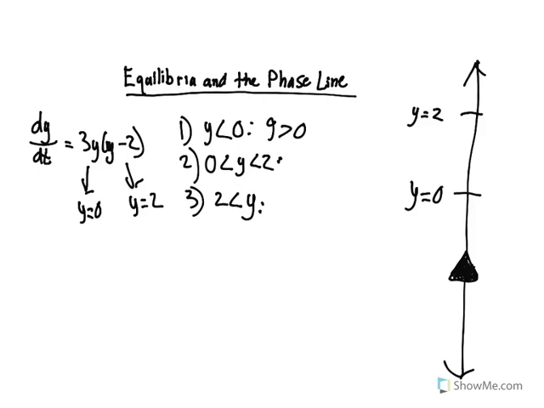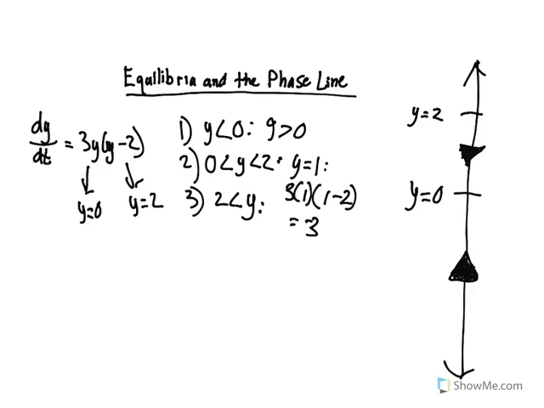Now we'll look at our other regions. Between y = 0 and y = 2, we will use y = 1 as our arbitrary value. Plugging that in, we have 3 times 1 times the quantity 1 minus 2, which is 3 times -1, equals -3. So we understand that all functions within here are going to be negative, and we will add that to our phase line.